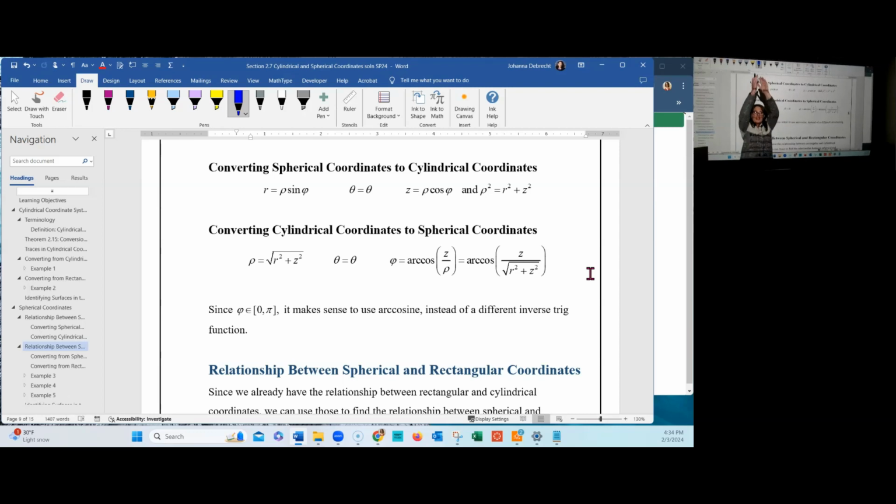Now remember, phi is the angle between the positive z axis down to the point, the line from the origin to the point. And it has to be between 0 and pi. It makes sense to use arc cosine for this relationship, since arc cosine is defined between 0 and pi. That way we know that we're getting the right one, and we don't have to worry about which quadrant it's in like we do with arc tangent.